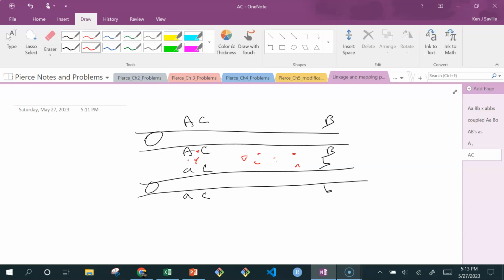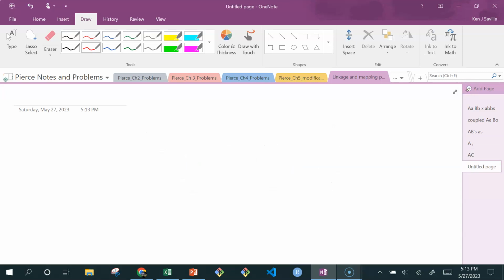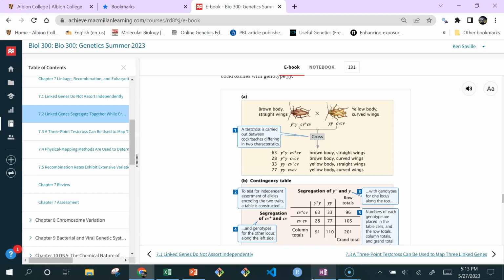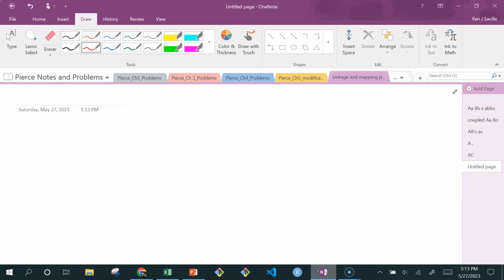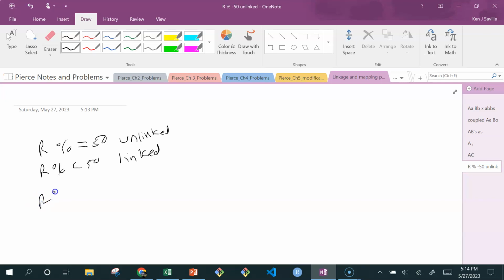All right. So one more thing we're going to add to this is, what's this deal with the maximum frequency of recombination being 50%? So remember, we said that if recombination percent equals 50, the genes are unlinked. And if the recombination percent is less than 50, the genes are linked. And if the recombination frequency is greater than 50, we said that never happens. So why?